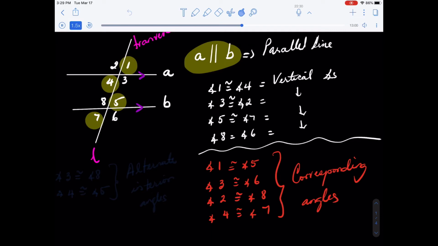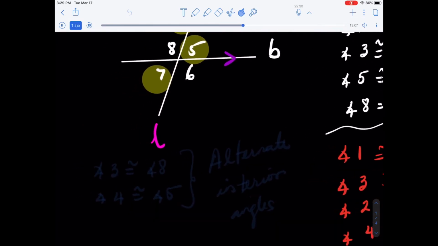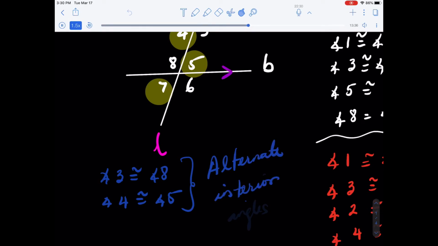Okay. You can also make these conclusions. Let's say you're going to say angle 3 is congruent to angle 8. Angle 4 is congruent to angle 5, and they are alternate interior angles. What it means is they are inside the 2 parallel lines and they are opposite from each other. Later on you're going to hear the word alternate exterior angle.